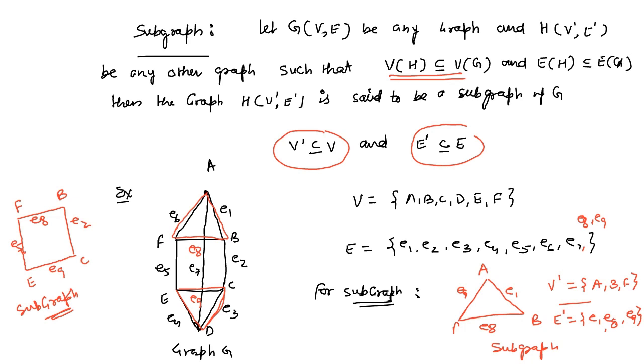So vertices of H is a subset of vertices of G and edges of H is a subset of edges of G. H is called the subgraph of G. So here we write H is said to be a subgraph of graph G.